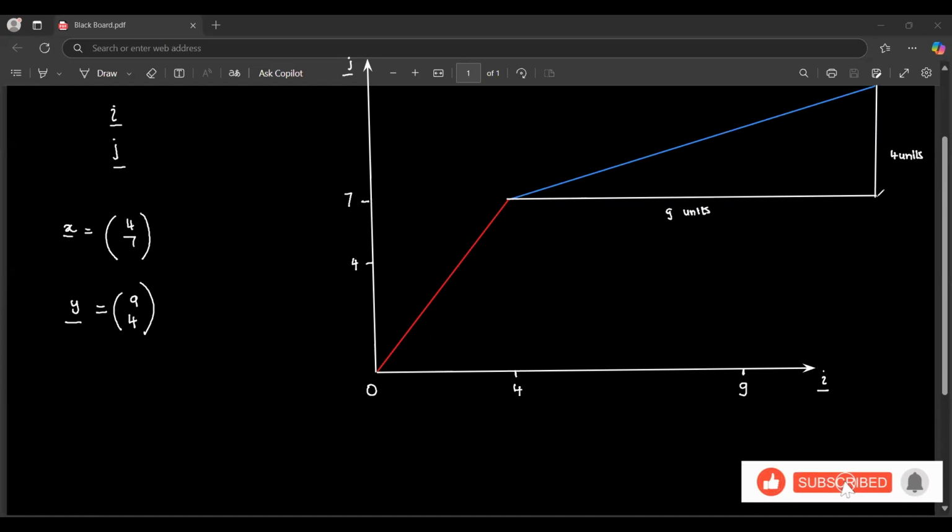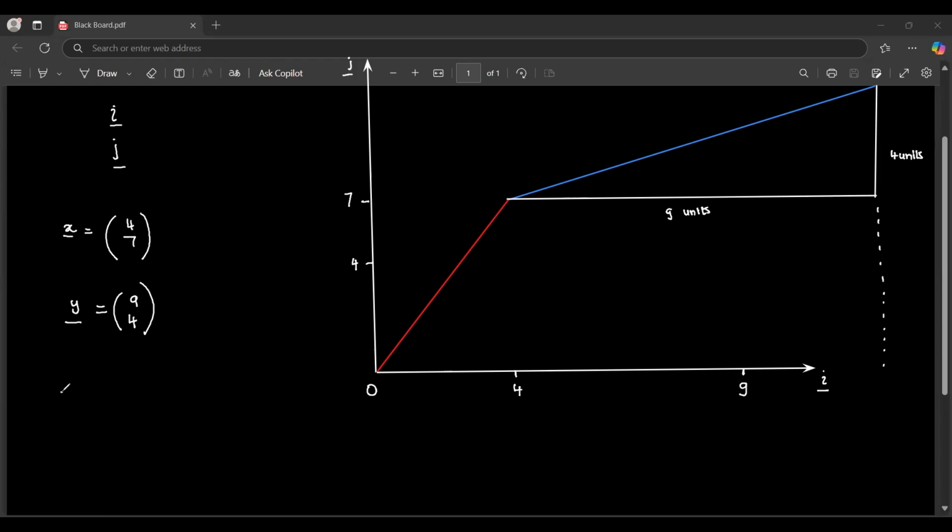We already know that this one is 4 units. So the resultant vector, let's say the resultant vector is z, will have the x value or the I value as 13, because we can add 4 units and 9 units, and we will be left with 13 units.